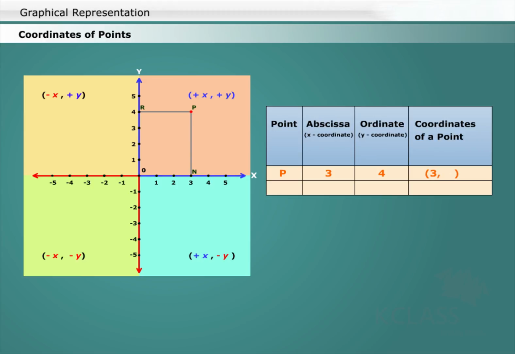The y-coordinate or ordinate is written next. For point P, the ordinate is 4.